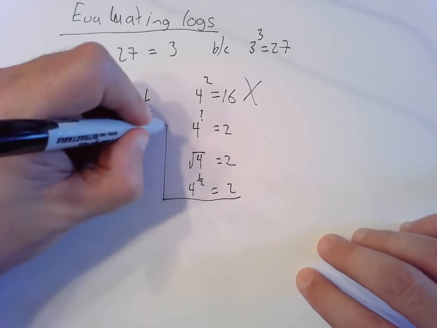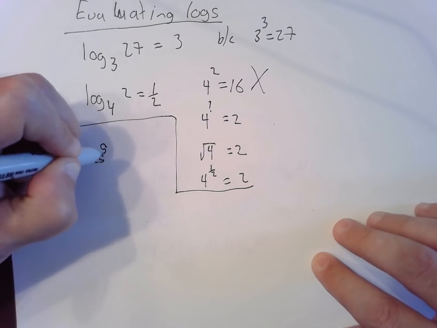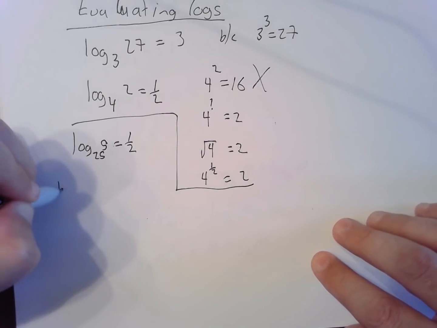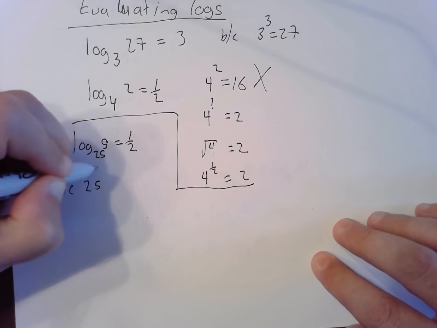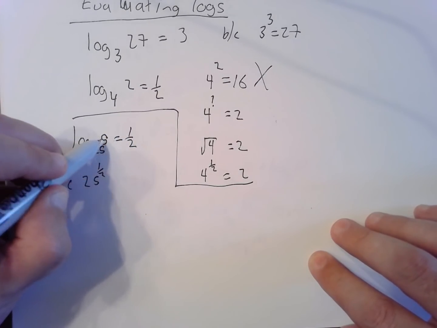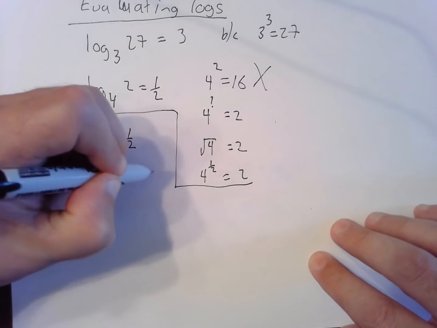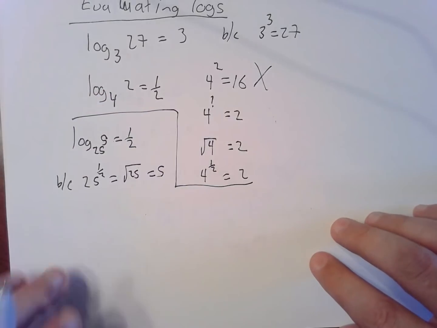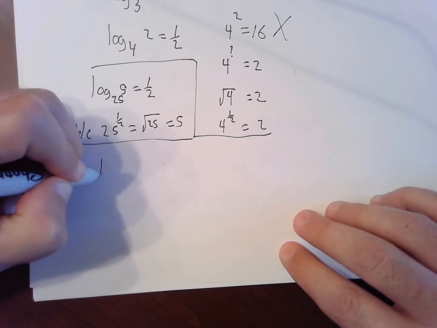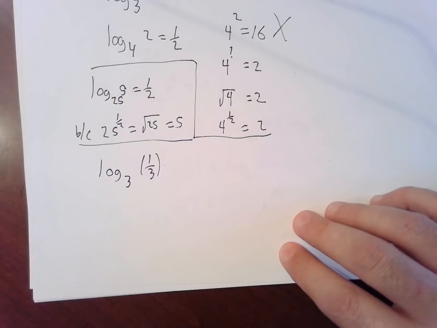Similarly, log base 25 of 5 is 1/2, because 25 to the 1/2 power, base raised to the exponent equals what's inside. 25 to the 1/2 power means square root of 25, which is just 5. Okay, let's take it up a notch. What if I wanted log base 3 of 1/3?